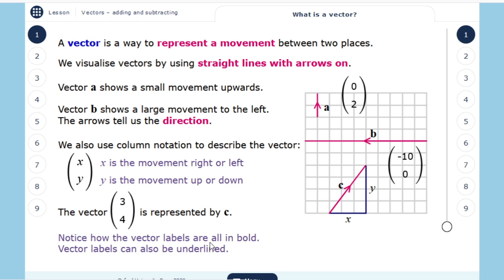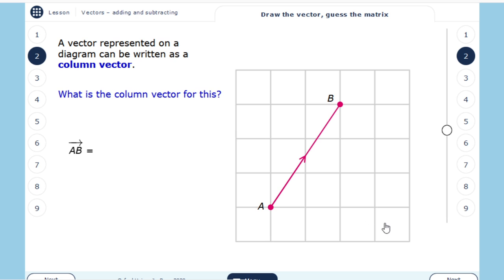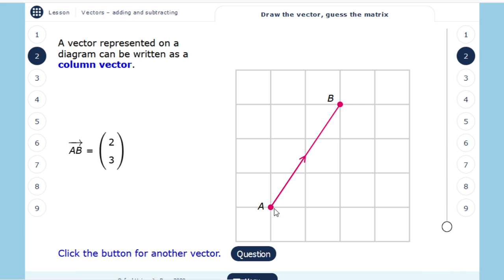Notice how the vector labels are all in bold. Vector labels can also be underlined. A vector represented on the diagram can be written as a column vector. Click on the starting point A, let's say this one. Click on point B here. So I have my AB vector, which is how much? 2 on the right, 3 up.